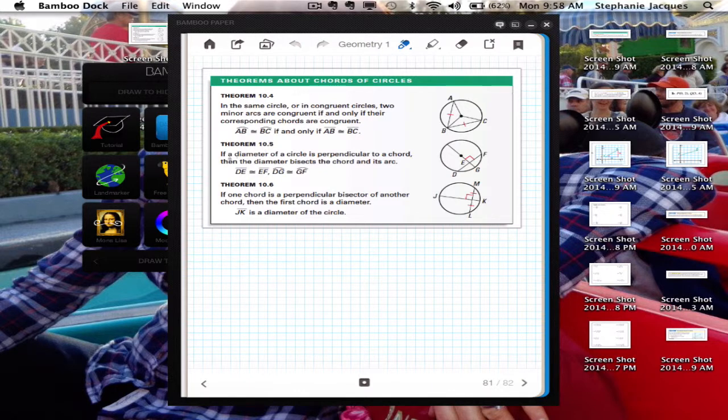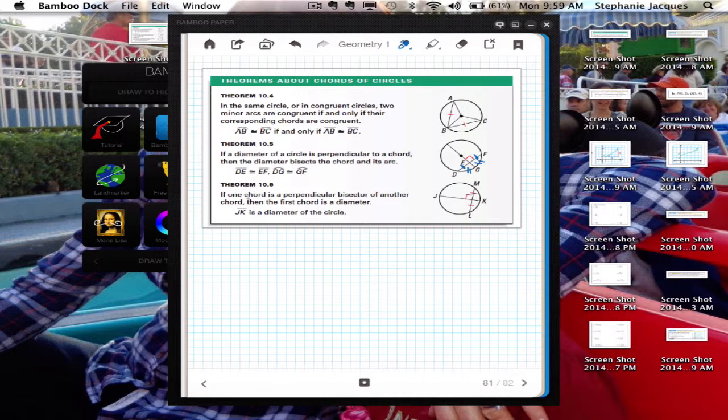Okay, theorem 10.5. If a diameter of a circle is perpendicular to a chord, then the diameter bisects the chord and its arc. So here's our diameter. It's perpendicular to a chord. So then it's going to bisect this, so that means these two are equal. And it also bisects the arc here, so those two are equal.